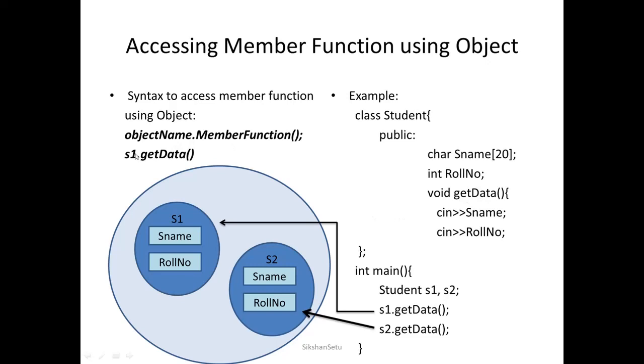So when I write s1 dot get data, this statement will call the get data function, and whatever value is taken from the user will be stored in s1's s name and roll number. So this is how we can access member functions and data members using an object. Suppose I want to access s name, I can write s1 dot s name, or s1 dot roll number.